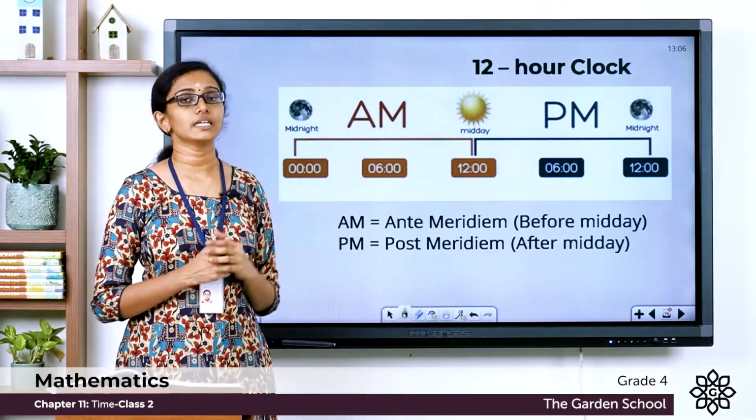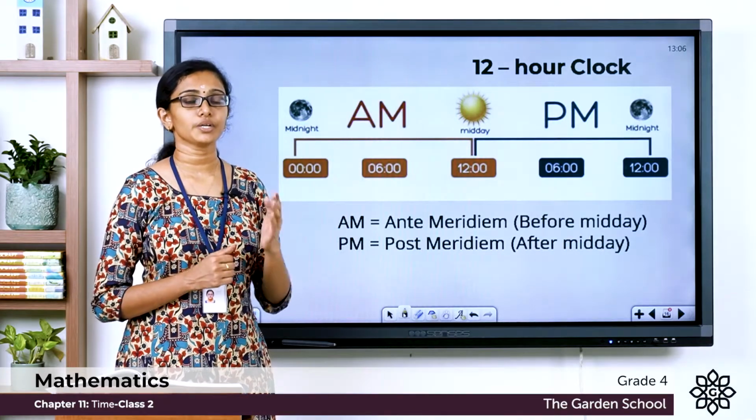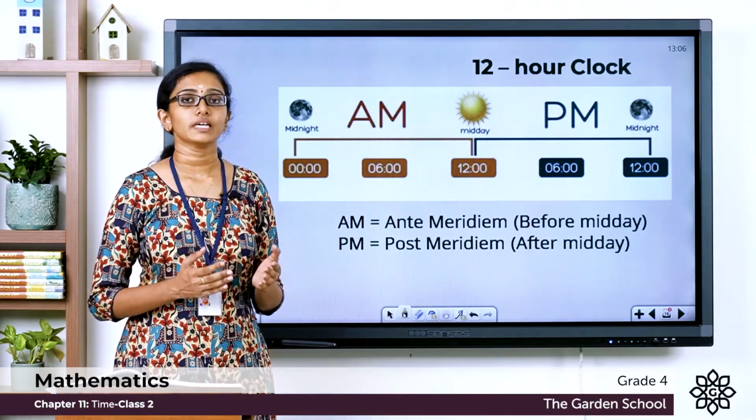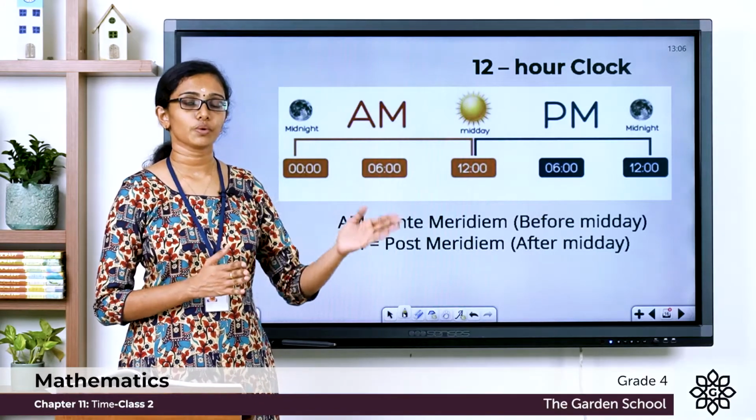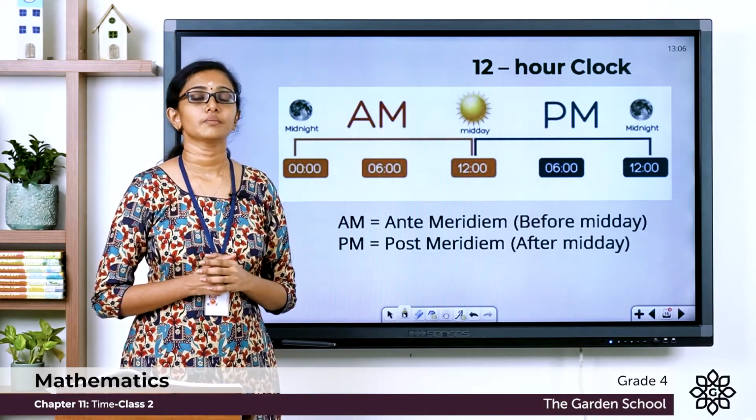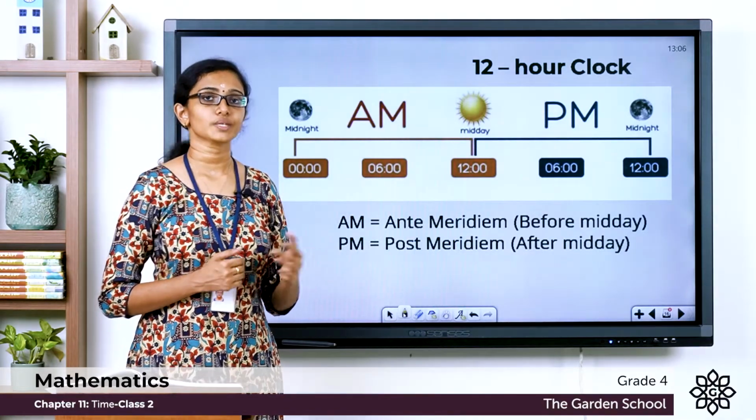So now you understand what AM and PM are. From 12 in the early morning or 12 in the midnight to 12 in the noon, we say it is AM. And from 12 in the noon to 12 in the midnight, we say it is PM.